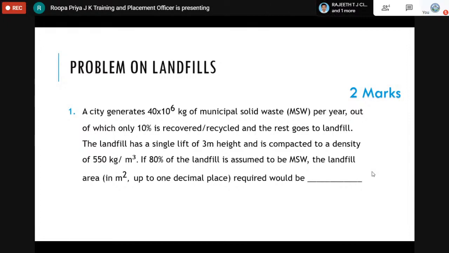and compacted to a density of 550 kg per meter cube. So this is the compacted waste. And now the question also says if 80% of the landfill is assumed to be the municipal solid waste, the landfill area which is required should be equal to these many meter square. So let's see how we solve this simple problem on landfills. This problem carries 2 marks.